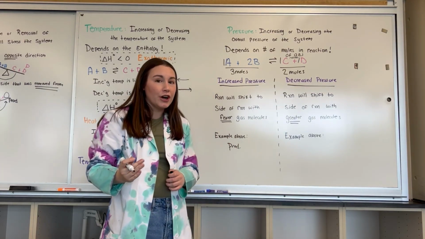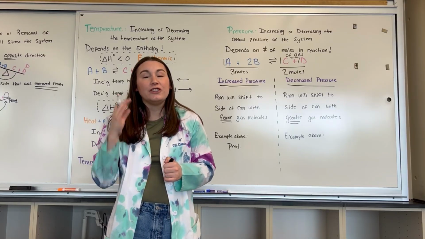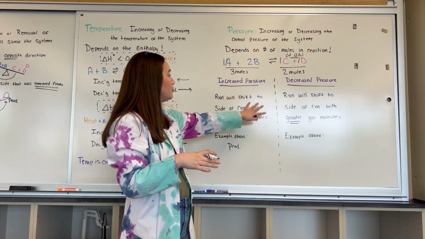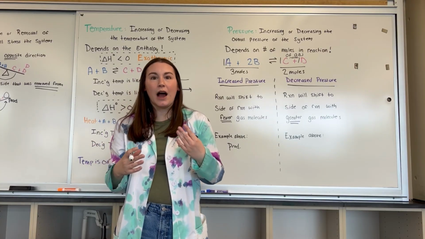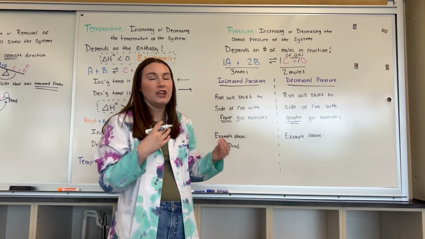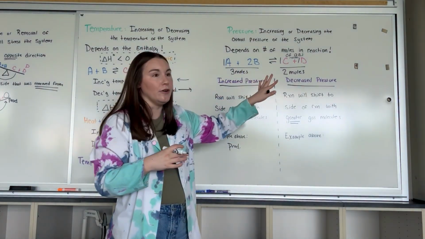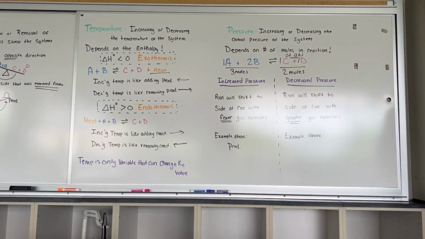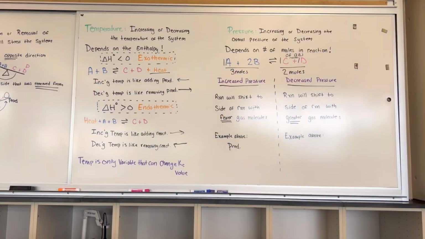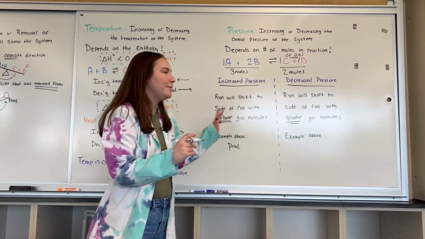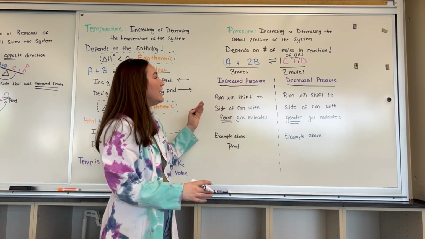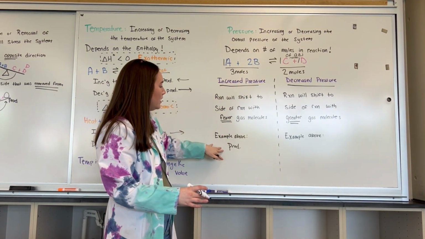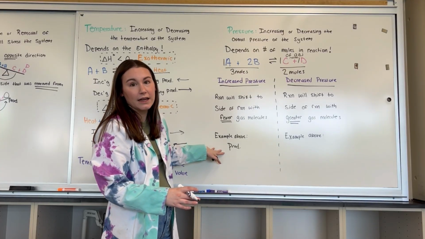Now, just like temperature, this will be dependent on the reaction that you are looking at. Okay, so the rule here is it'll shift to the side with the fewer molecules. So when you're given a problem where you have to look for the change in pressure, you need to count the number of moles and make your decision based off of that. So for this example that I'm giving here, if we were to increase the pressure, we would be shifting towards the product side.